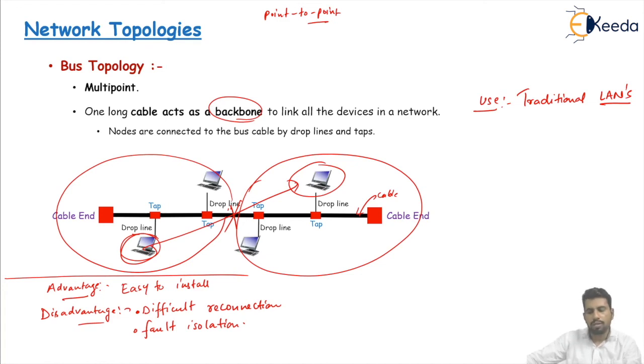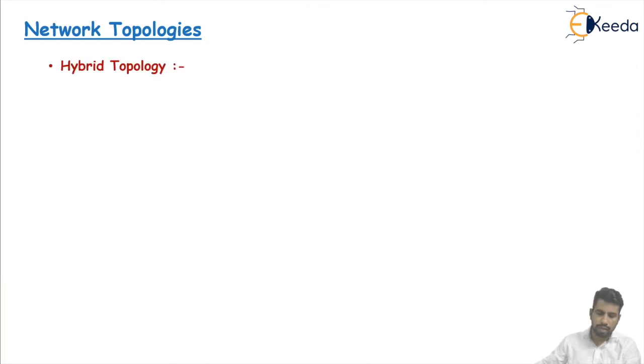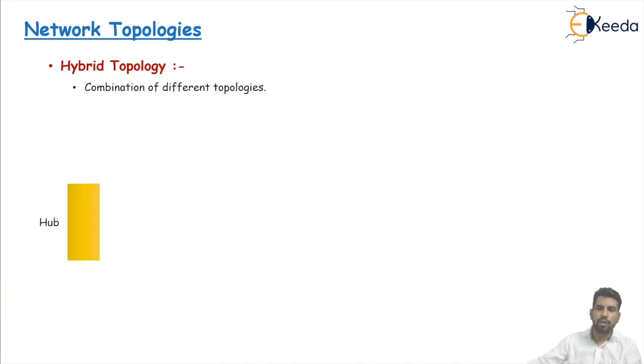Now these are the four basic topologies we discussed: mesh topology, star topology, ring topology, and bus topology. Now we are going to discuss the next topology, the hybrid topology. Hybrid topology is the combination of different topologies, here meaning the basic topologies.